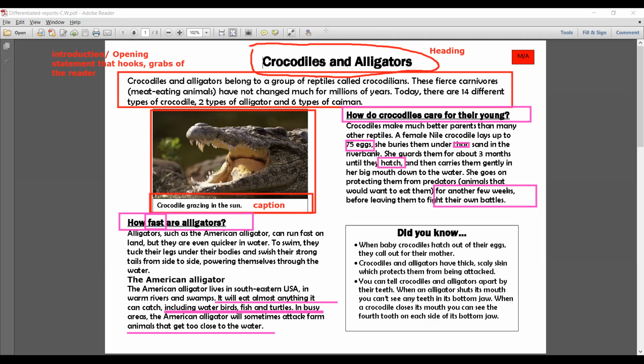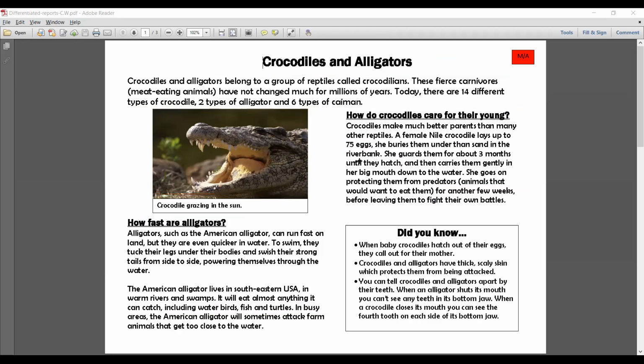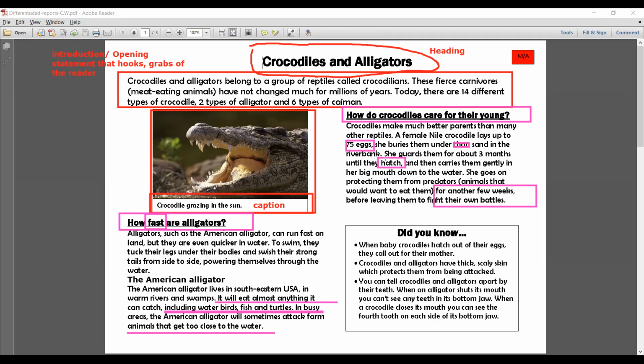All right. I hope everything is clear so far. How do crocodiles care for their young? Does this paragraph go well with this heading? I believe yes. Everything in this paragraph talks about how crocodiles take care of their young babies. And then at the end, we have some interesting facts. Did you know? They're written in a box.